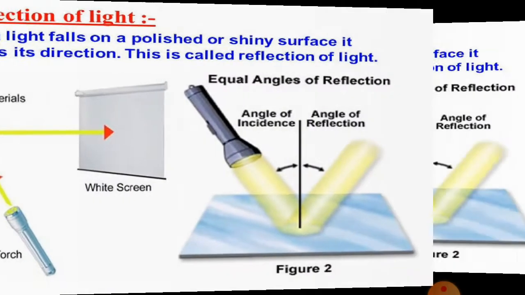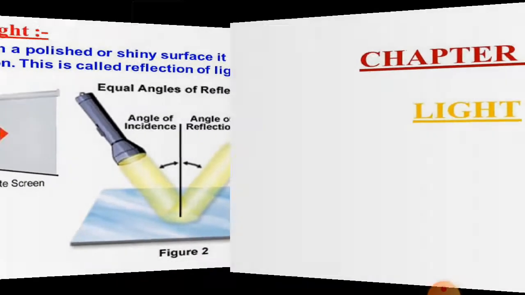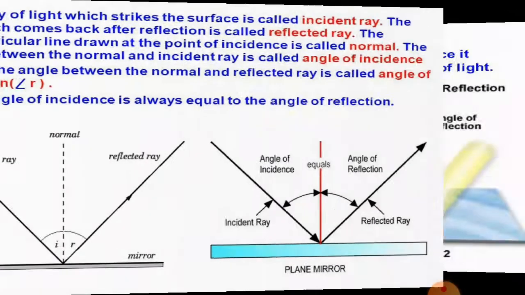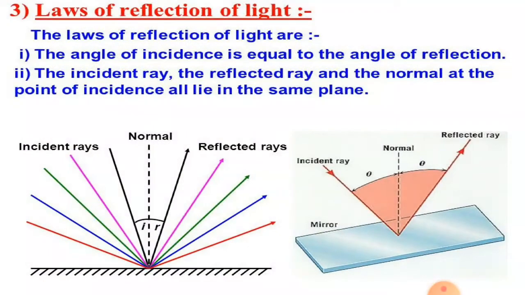So next is about the laws of reflection. Now we are going to know what the laws of reflection are. When a ray of light falls on a plane mirror and gets reflected, the reflection takes place according to two laws, and these two laws are commonly known as the laws of reflection. The laws of reflection are as follows.